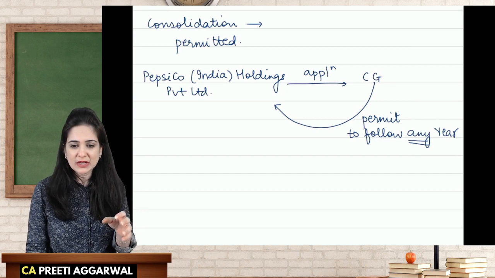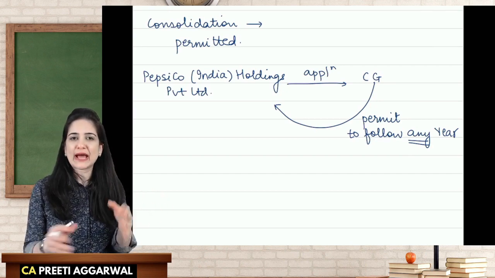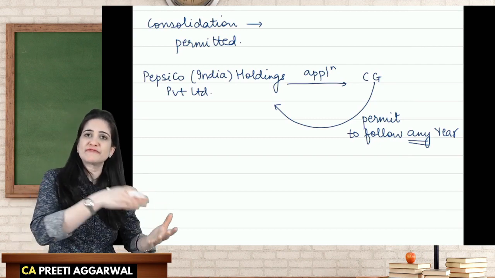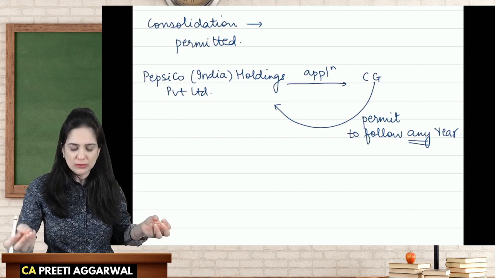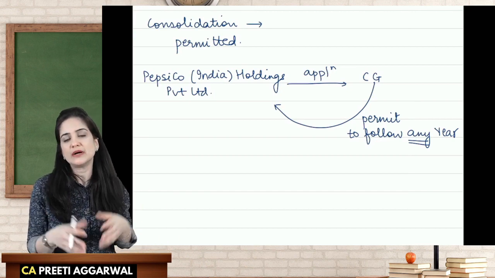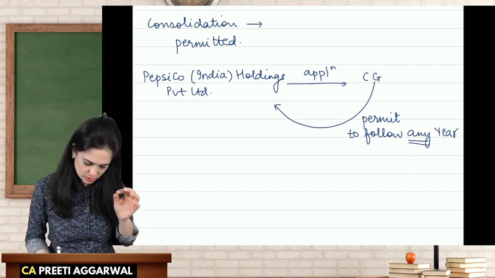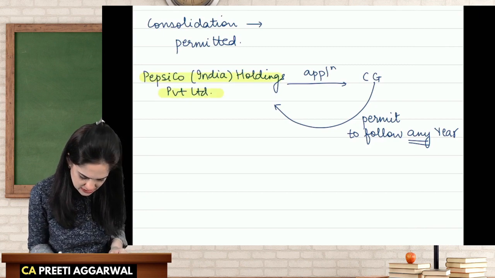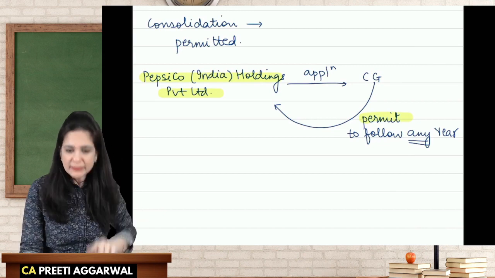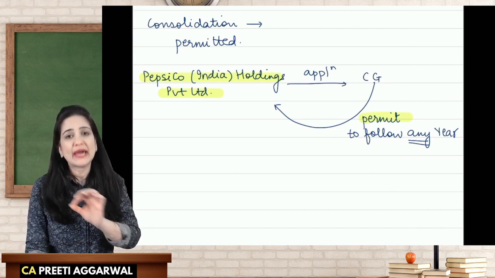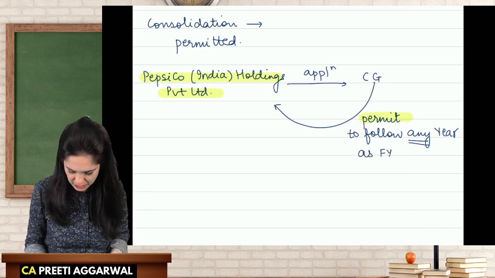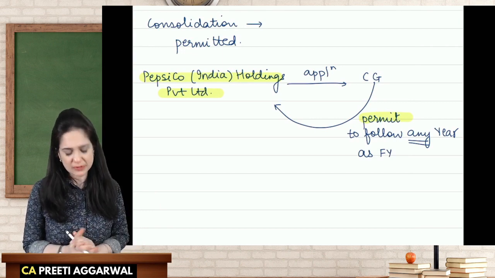Any means now it is not necessary that you follow calendar year, you follow financial year, you can follow any year. You can say that my year begins from 1st of February to 31st of January. So since we are allowing you to make changes, you might as well follow any year of your choice. We can't be specific in this manner. So PepsiCo India Holdings will make an application to the central government, and the central government will permit them to use or to follow any year as the financial year, and basically this is done for consolidation purpose.